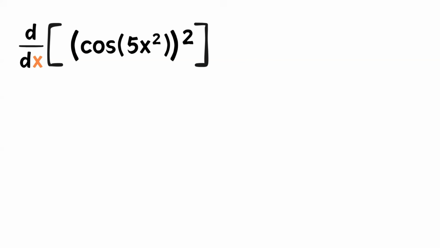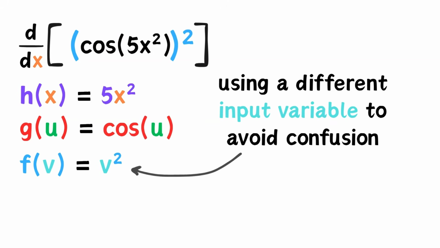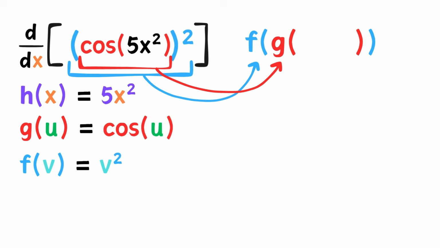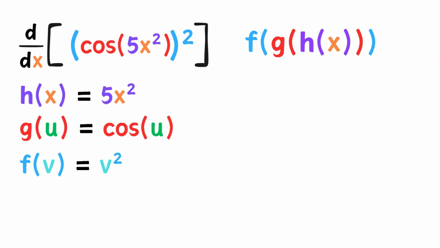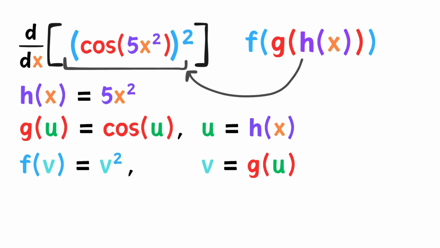Alright, let's break this into three functions. Starting from the inside, let's make h of x 5x squared. And the next function, g of u, can be cosine of u, and our final function can be f of v, or v squared. So the full expression is f of g of h of x, where u is h of x and v is g of u. A function inside a function inside a function.